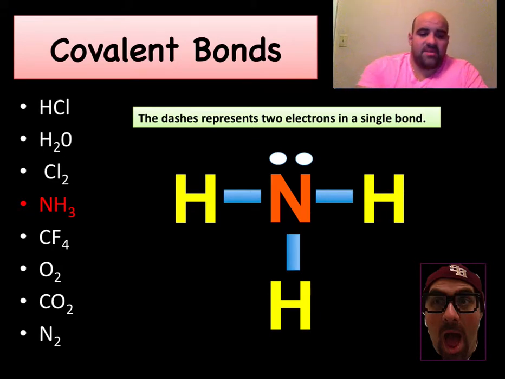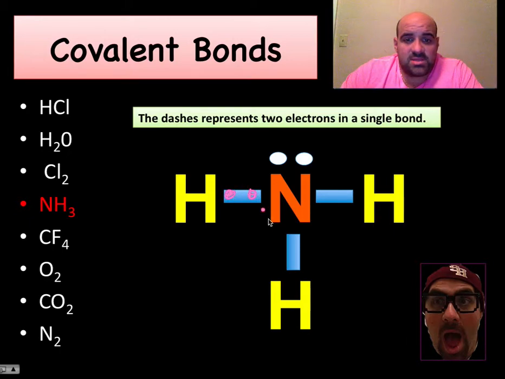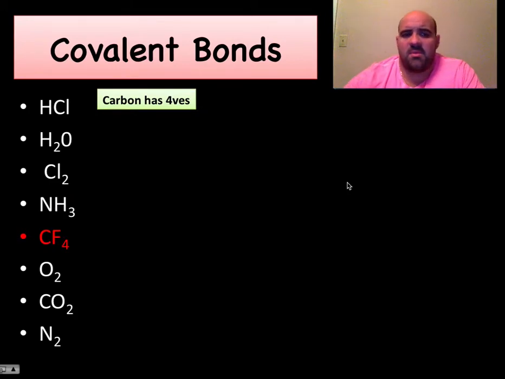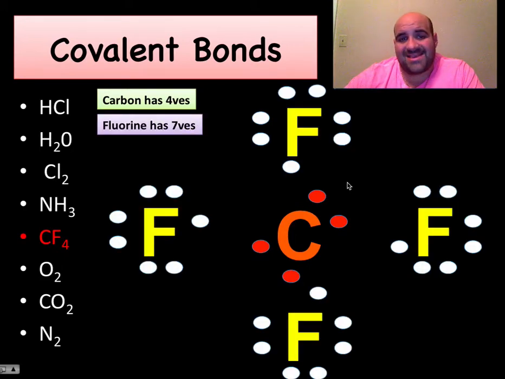And we would draw the final diagram like this. Remember, each one of these represents 2 electrons. And that is how we draw that. And remember, carbon has 4 valence electrons. And each fluorine has 7 valence electrons.